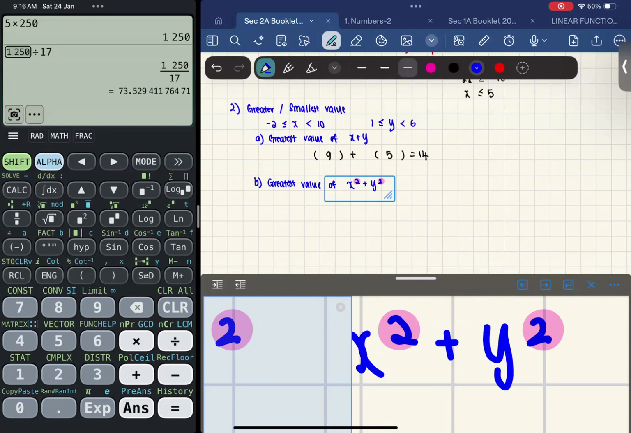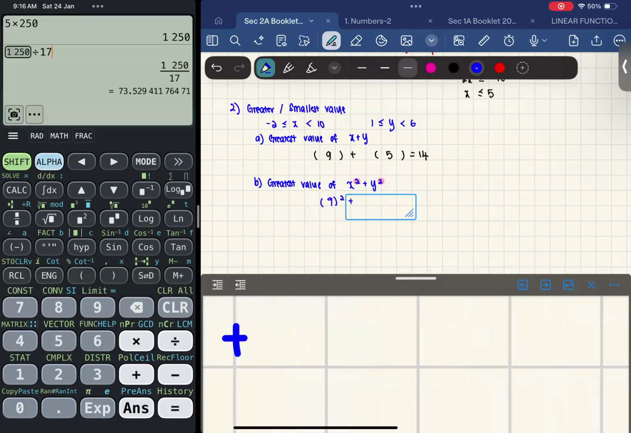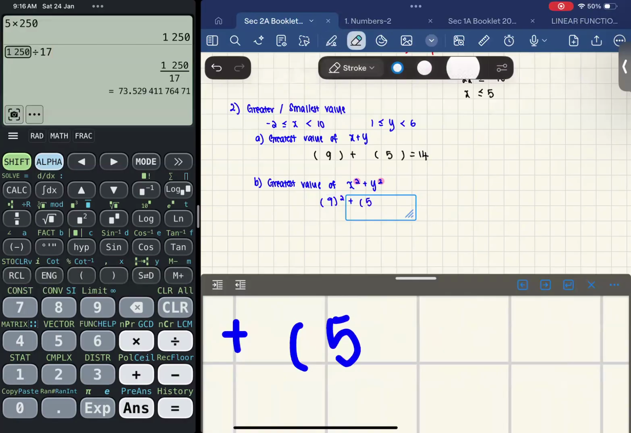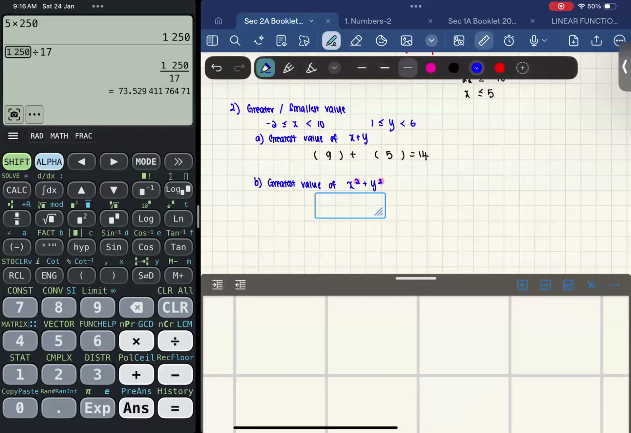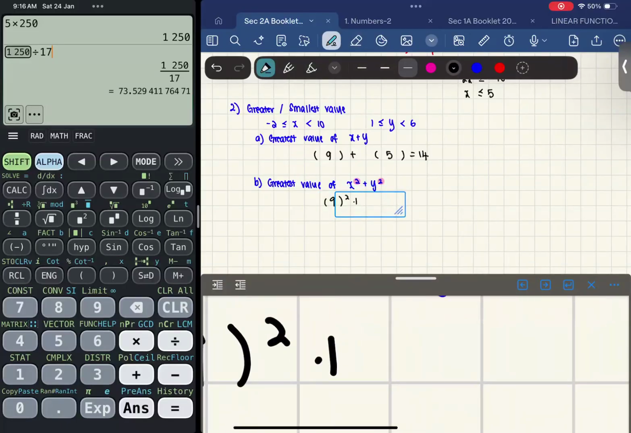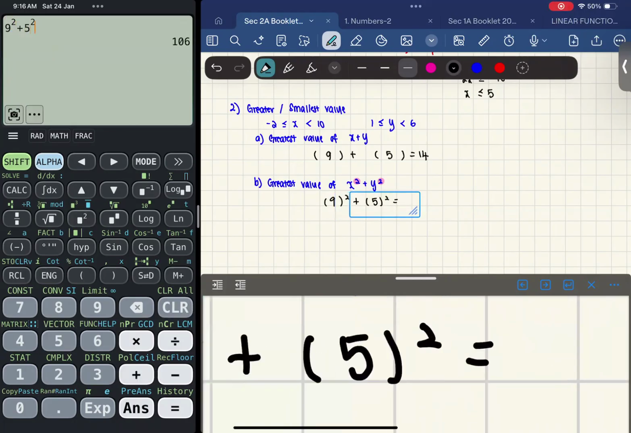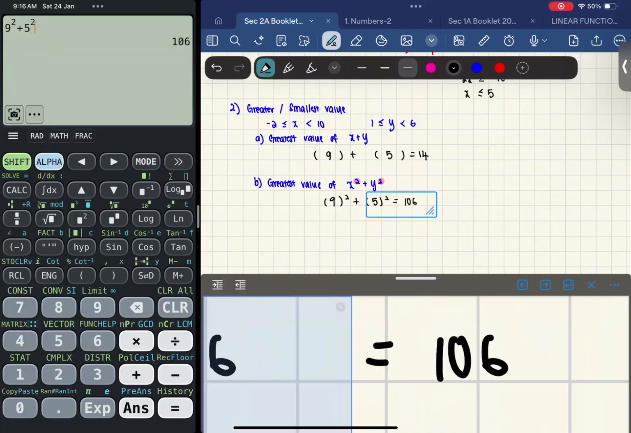Okay. So for this would be what? This would be 9 square plus 5 square. Oops. Okay, and then you have 106. Okay, yeah?